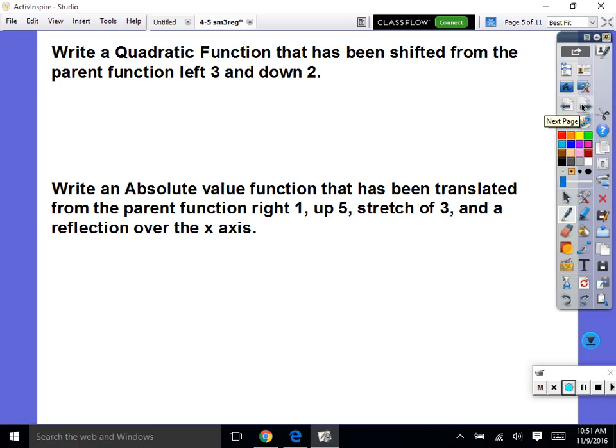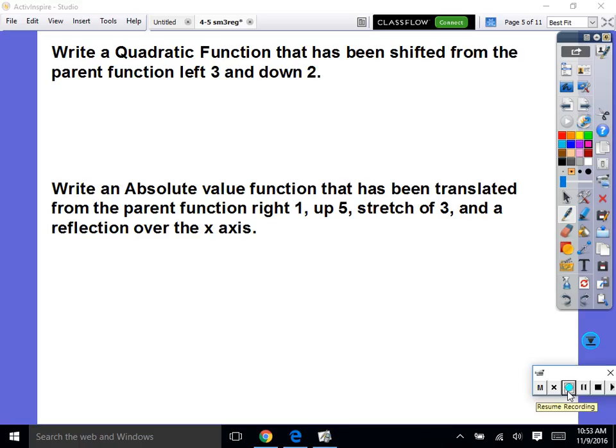Okay, so I want you on your whiteboards to write a quadratic function that has been shifted from the parent function left 3, down 2. So what's the quadratic's parent function? That's what you should first say to yourself. What is the parent function of a quadratic? What's the quadratic, guys? X squared. Okay. And then write an absolute value function that has been translated from the parent function. So do both of those.